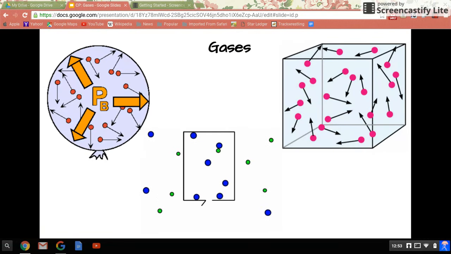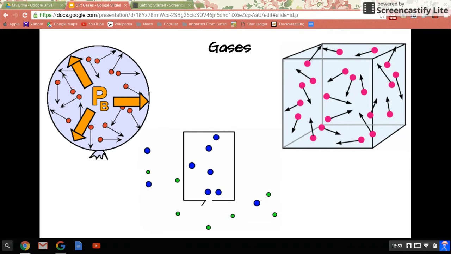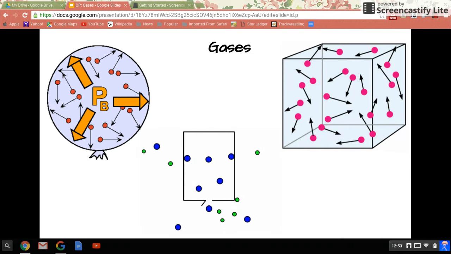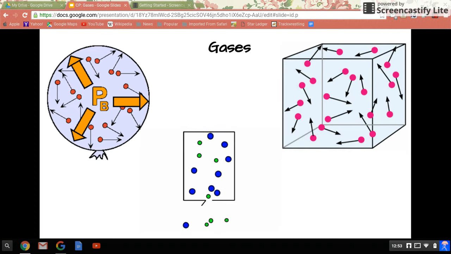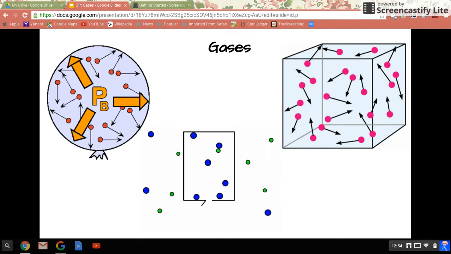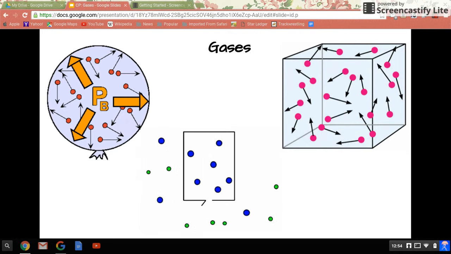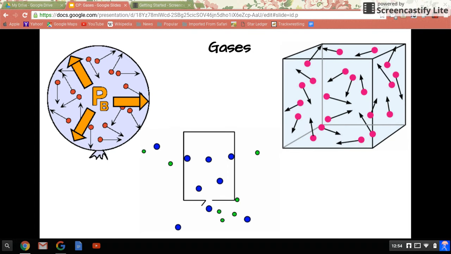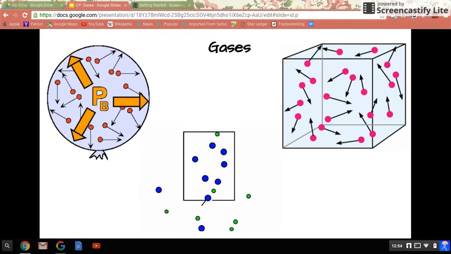Here's just a couple more ways to represent how gas particles behave. You can see on the image all the way on the left that this represents gases in a balloon. They're moving around randomly. You can see they hit into the sides of the wall. They bounce right back off. They can hit into each other, bounce right back off. Same thing is going on in the right-hand side image. Now this time they're in the cube, so they'll take whatever shape of a container that they're in.